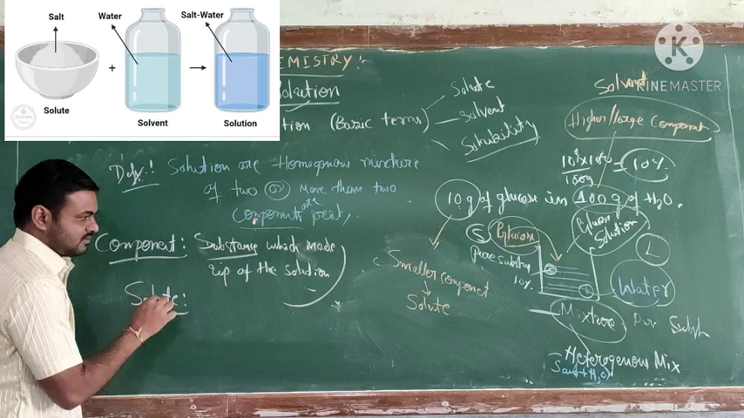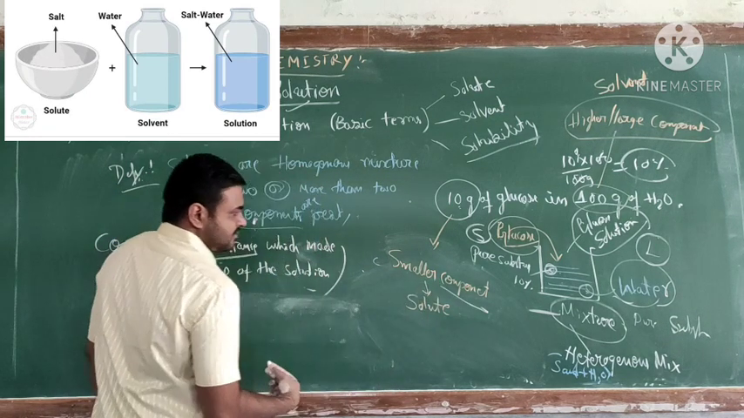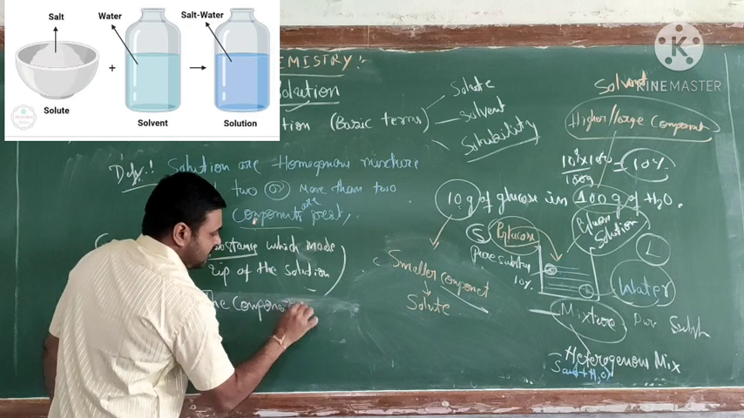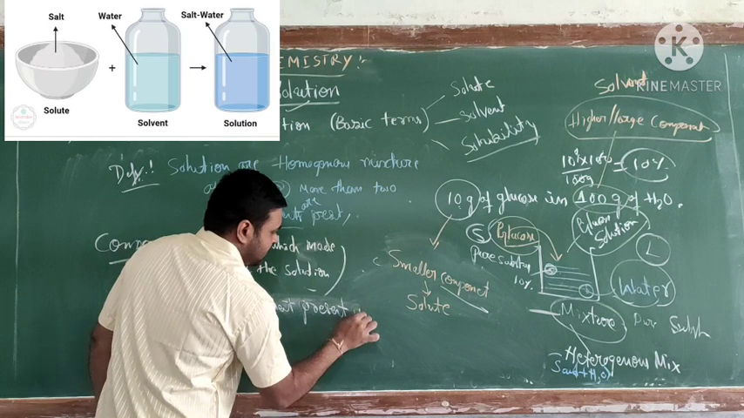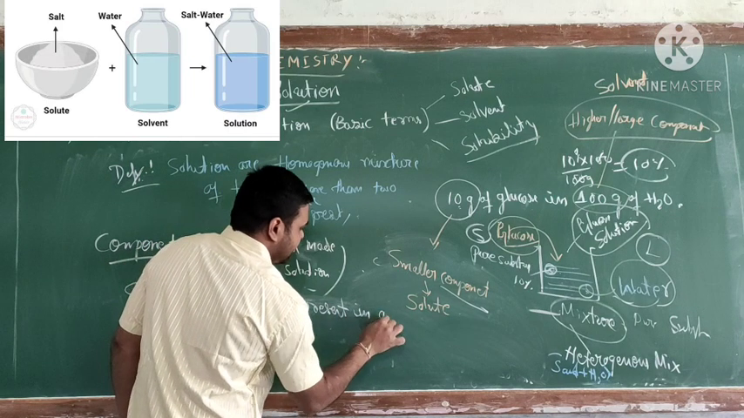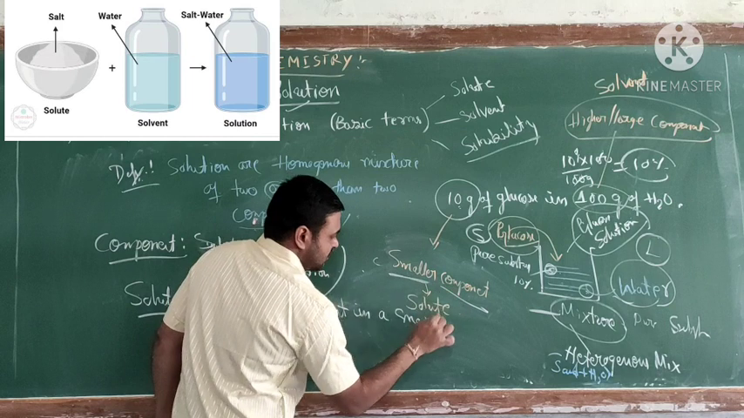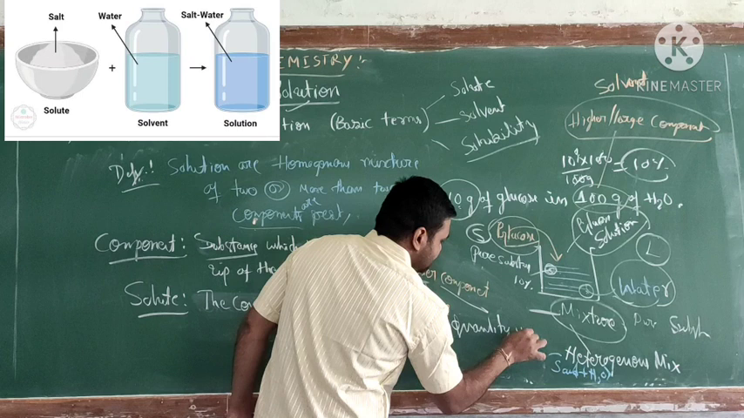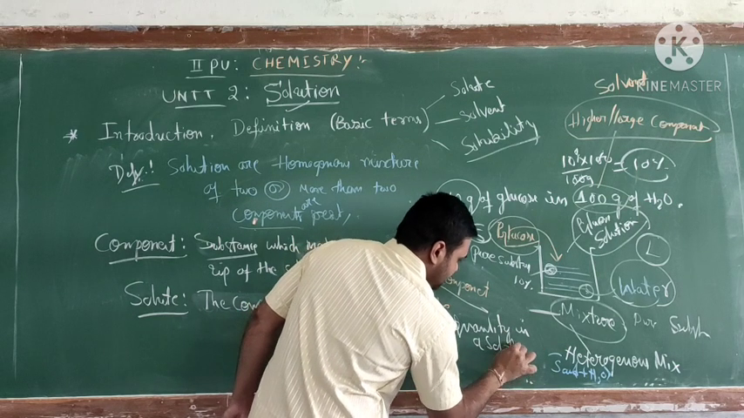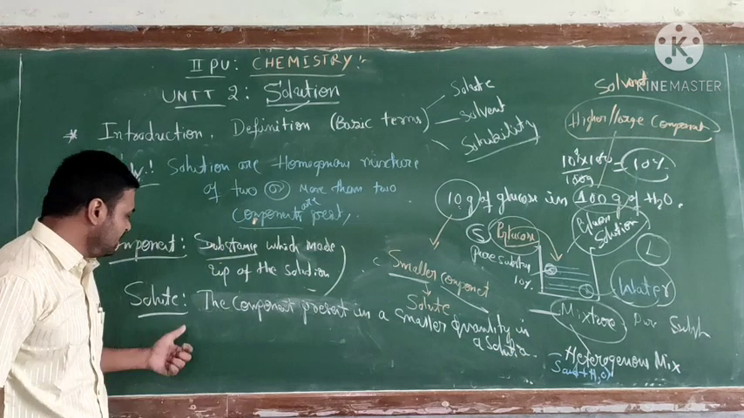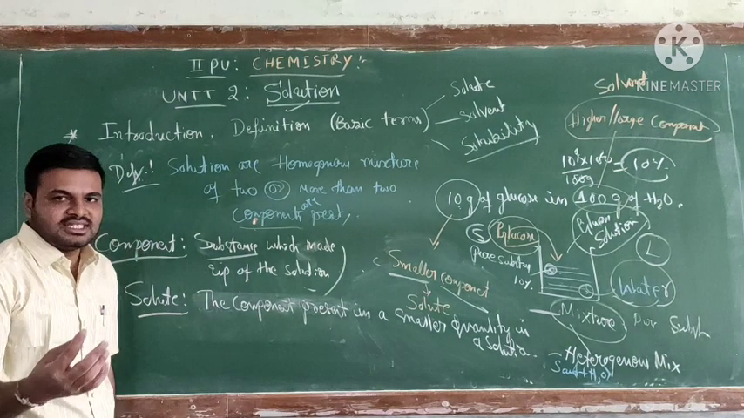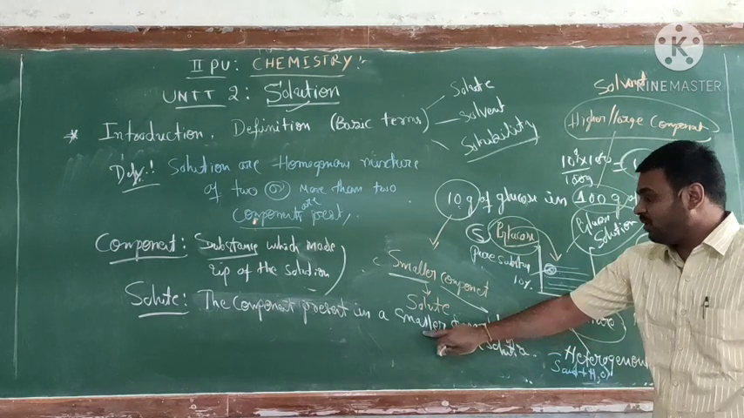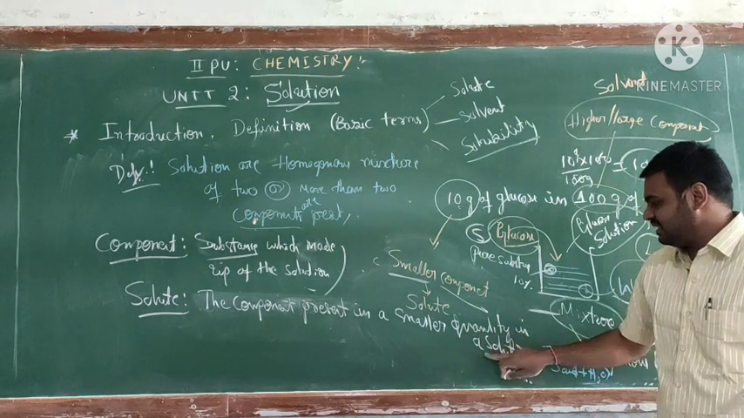What's the definition of solute? Solute: the component present in a smaller quantity in a solution. Clear, students? This is about the definition of solute. Solute is the component present in a smaller quantity in a solution.